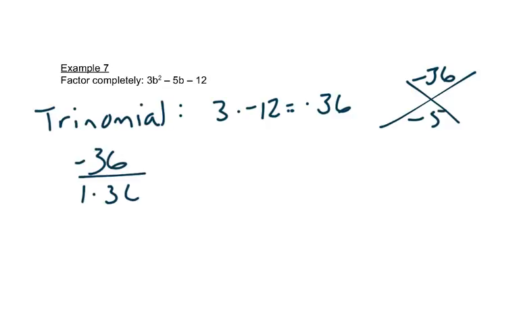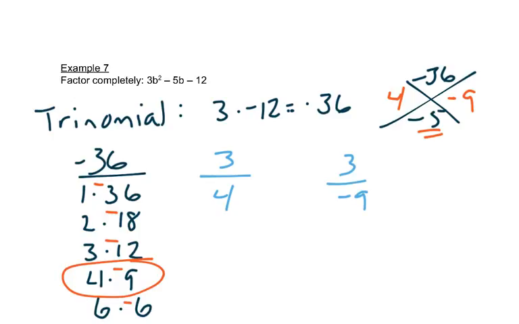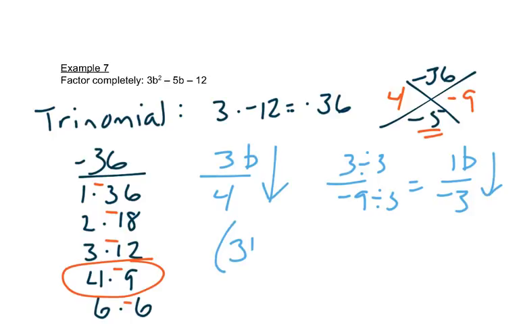So 36 can be 1 times 36, 2 times 18, 3 times 12, 4 times 9, and 6 times 6. If I want a negative multiplication, 1 has to be negative. And I want a negative addition, so my bigger number needs to be negative. And I see this pair right here gives me a -5. So I'd have 4 and -9. So I put 3 over 4 and 3 over -9. This one can be reduced. There's b's on the top. Just read straight down, so I have 3b plus 4 and b minus 3.